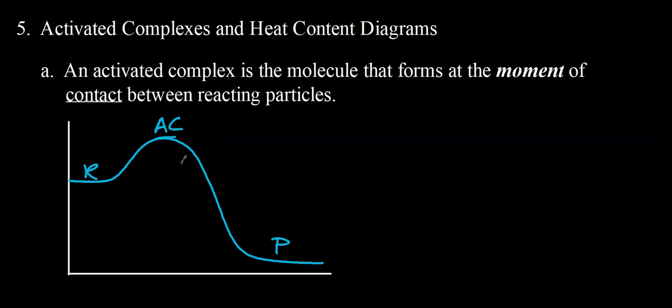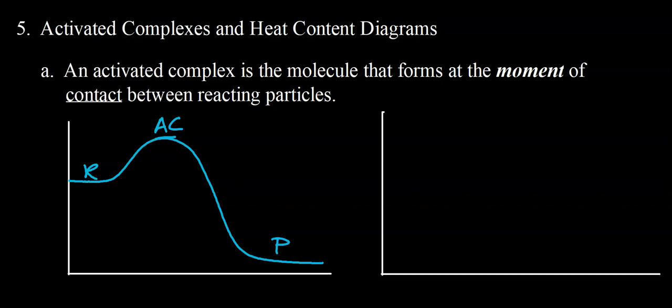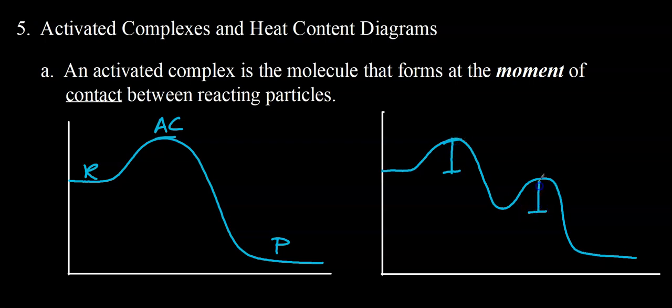Now, something to be careful of is this heat content diagram is for a one-step mechanism. What if you have a multi-step reaction? Well, each step in a mechanism has its own activation energy. So sometimes we get something like this, where this is the activation energy for the first step, and this is the activation energy for the second step. Now I showed them being the same height, but they may or may not have the same value.